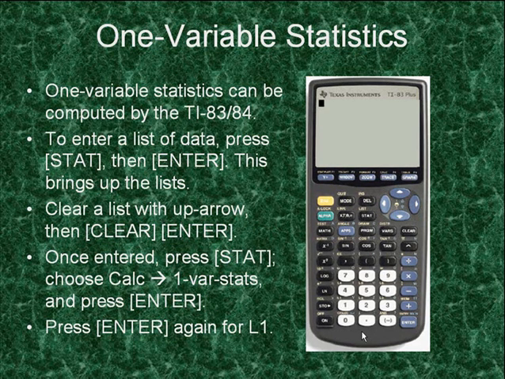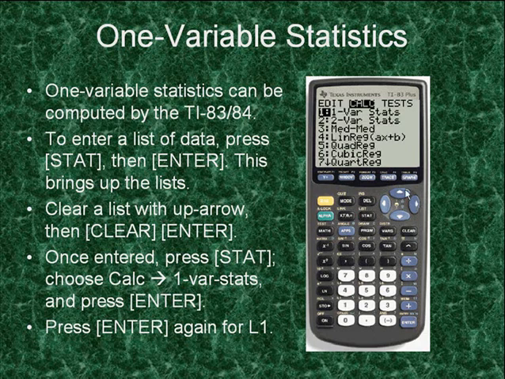The OneVarStats feature is useful for calculating standard statistics on a list of values. To run these calculations, first enter the data by pressing the Stat key, selecting Edit, then pressing Enter to view the lists. There are 6 lists, L1 through L6. Calculations can be run on any of these. Enter the data values in the list using the arrow keys to navigate, then press Stat again and select Calc. One variable stats is the first option on the Calc menu. Press Enter to select it.